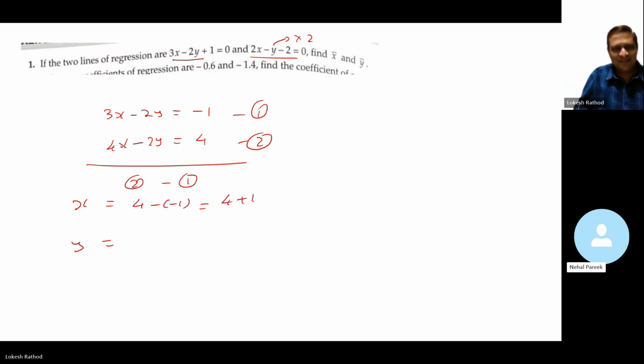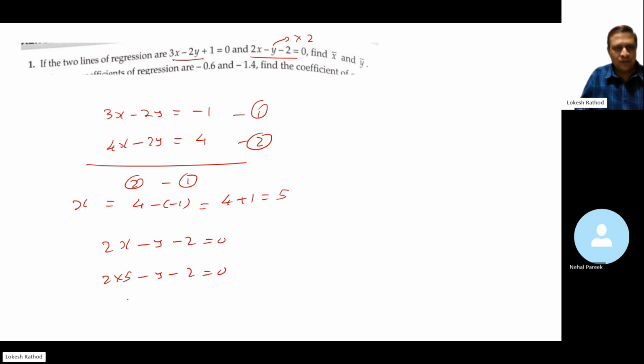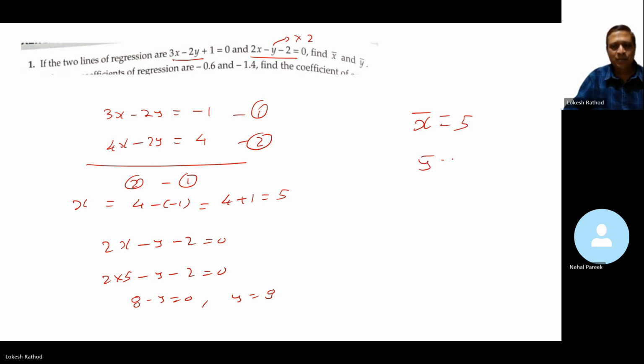Oh wait, I made a mistake. The small mistake should not happen. Okay, so x is 5, y you just put in second equation, right? So 2x minus y minus 2 is 0. So I'm putting x is 5, 5 times 5 minus y minus 2 is 0. 10 minus 2, 8 minus y, 0, y is 8. So we have x bar is equal to 5, y bar is equal to 8.